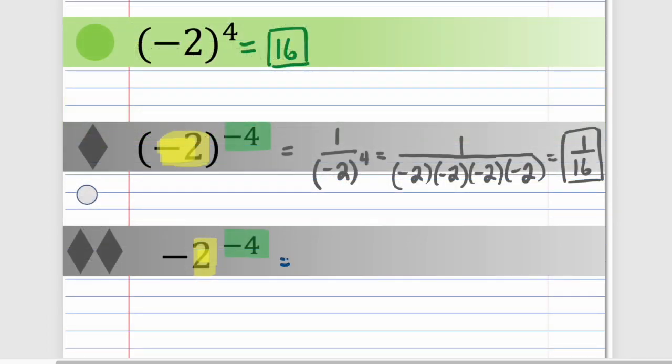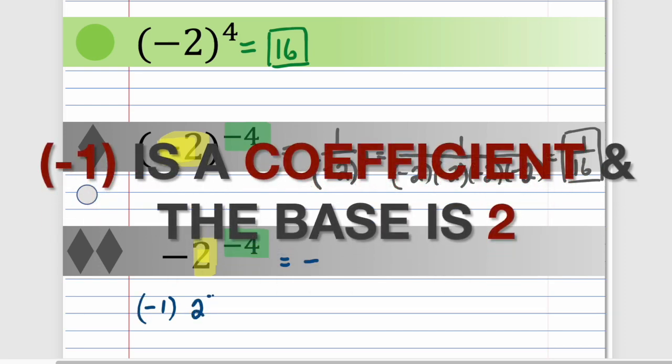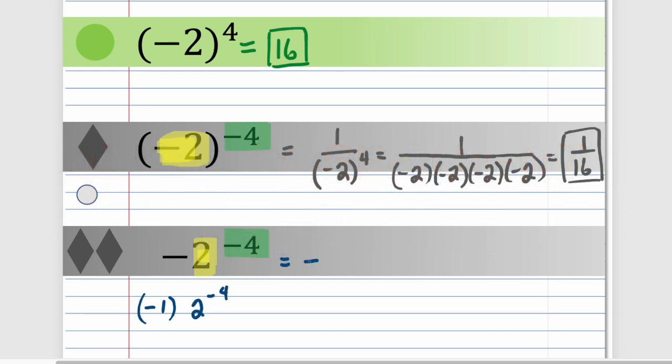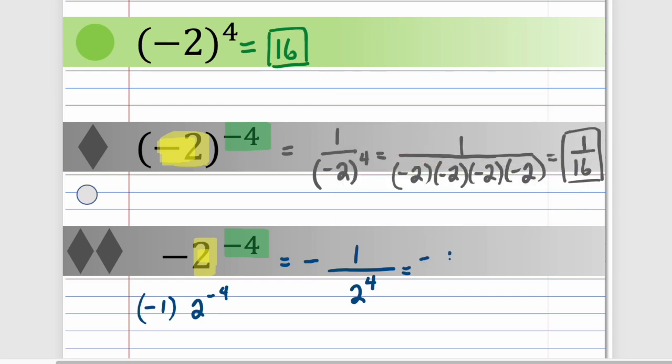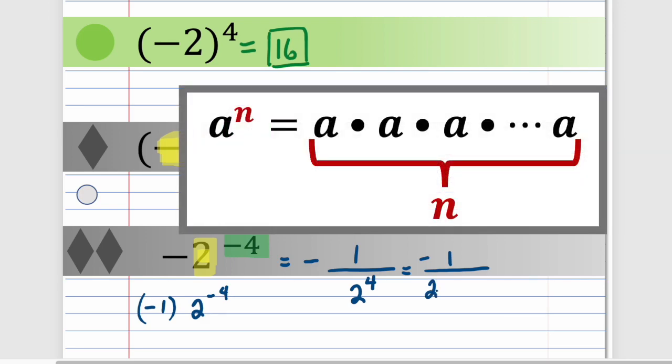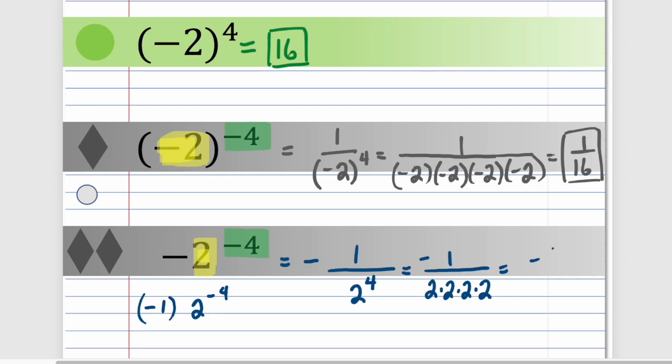And the last one, remember to keep the negative there because it's like a negative 1 times 2 to the negative 4. And we just show it as a negative out here. We'll move the base down. The base is just a 2. And change the exponent to a positive, and the numerator becomes a 1, which is negative 1 over 2 times 2 times 2 times 2, which is negative 1 over 16.